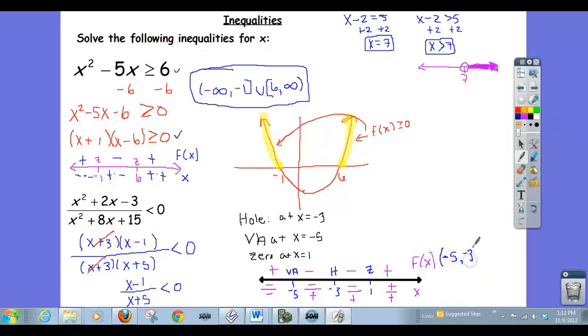And then there's a hole. So I've got to jump over that hole. And then the function continues to be negative between negative 3 and 1. And this is the answer.